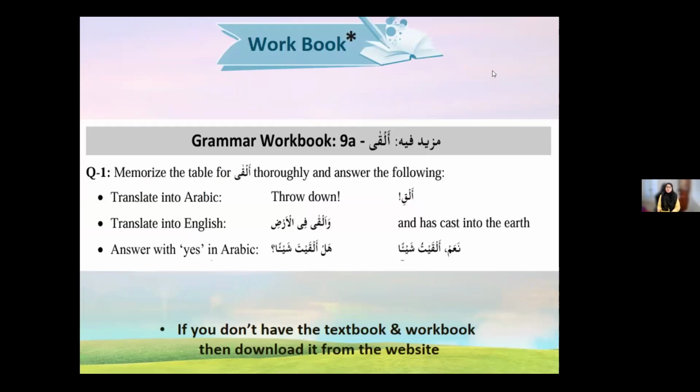So remember to do your workbook. There are questions over there. Translate, throw down. Today I gave you the answer. Throw down, alqi. And then translate into English. Walqa fil ard: he has cast into the earth. Wa, and alqa, cast; fi means in or on the earth. Then the next question: hal alqaita shay'an? Did you cast something? Shay is like anything. So you say, na'am, alqaitu shay'an. I casted something. So I've given you the answers here for today.